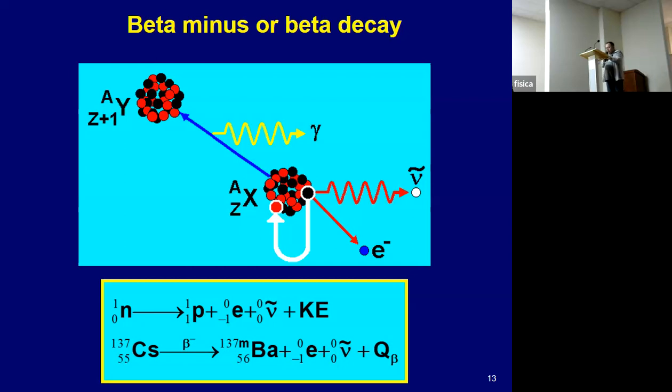Some beta emitting radionuclides can leave daughter nuclei in an excited energy state, like in this example of barium. And their stable state is achieved by emitting one or more gamma rays. Further.